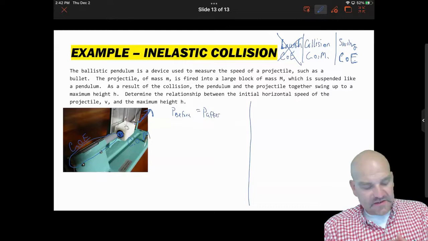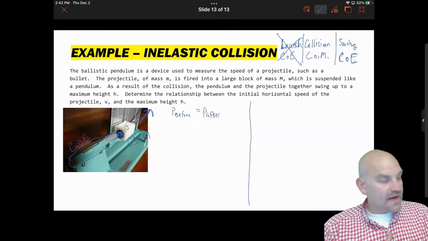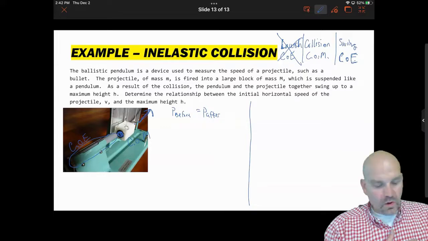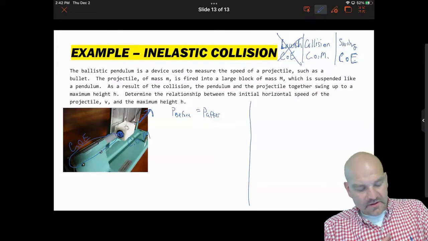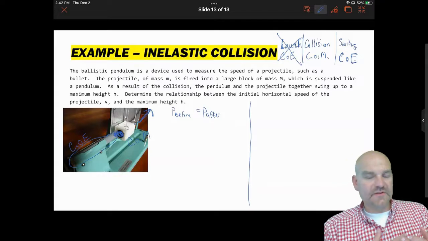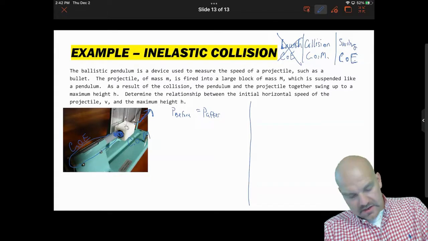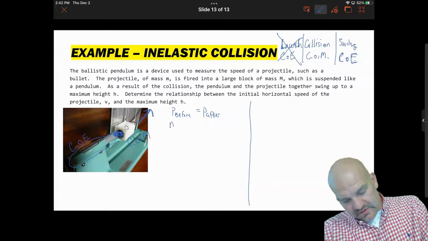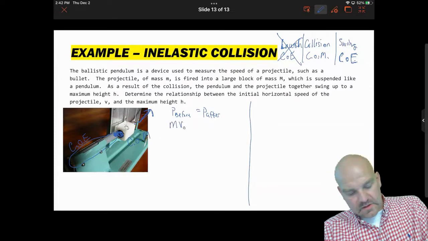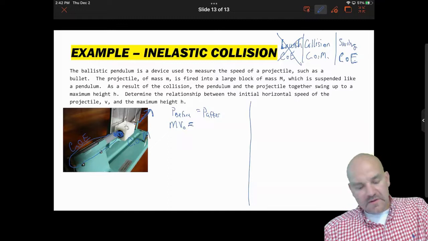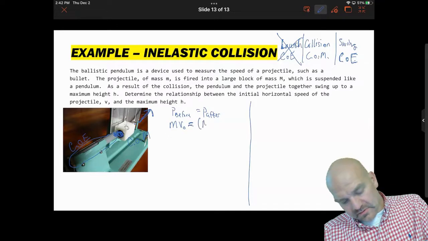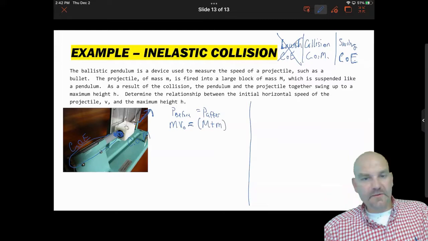Okay, and so what happens is my initial velocity, the velocity coming out of the barrel, is V0. And so I would have mV0. Now this is an inelastic collision because they hit and stick together. That's going to be big M plus little m times V.